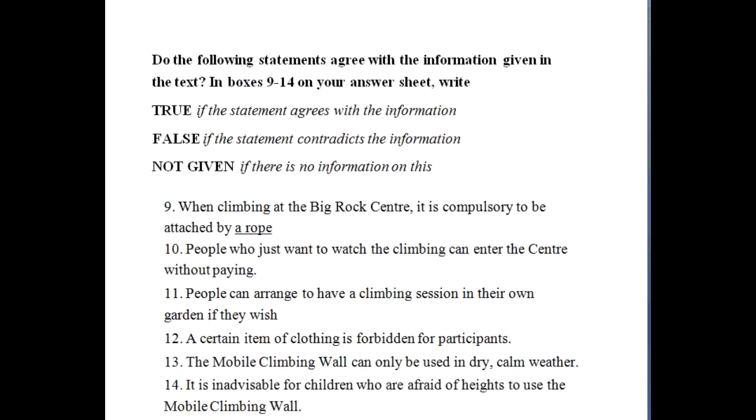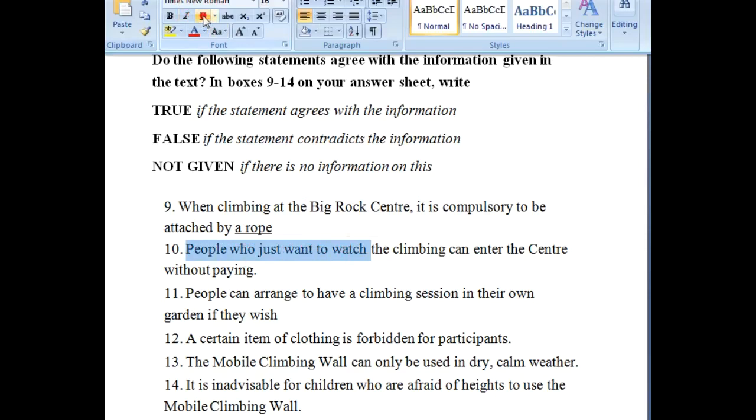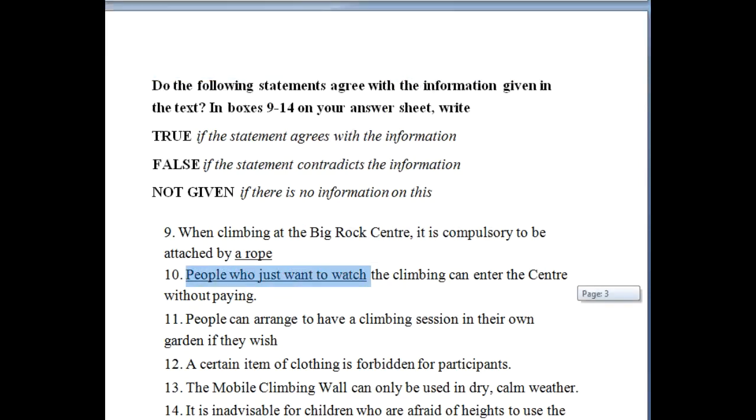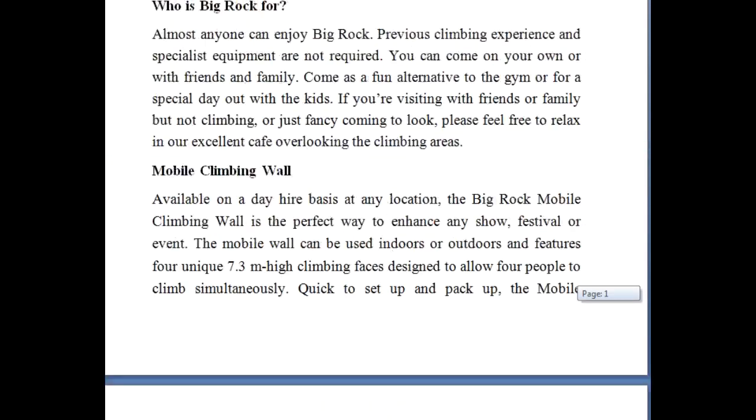Again underline the keyword. People who just want to watch the climbing can enter the center without paying. Okay, so what do we have to find out? People who just want to watch. Yes, so that's your key expression here. People who just want to watch. You have to find out this. So underline it here. Go back in the passage. What we have to find? People who just want to watch. So let's try to find.